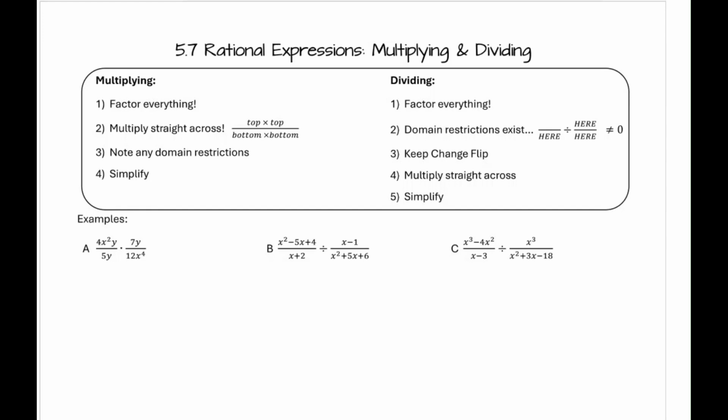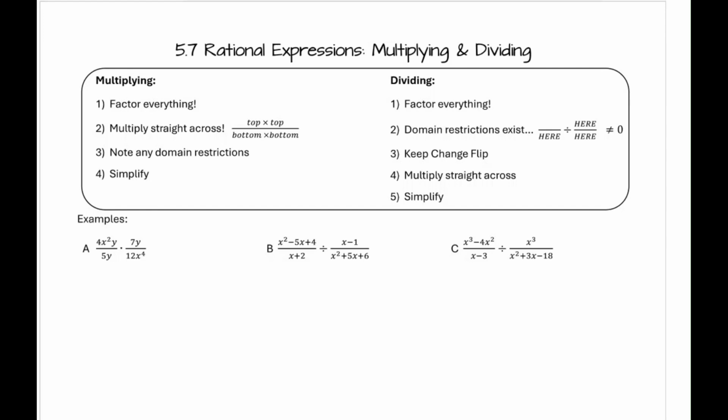It would help if you factor top and bottom first, and then when you're multiplying, you're just multiplying everything. You're just setting your factors next to each other. So that's how you multiply. In order to divide, we're going to factor everything, right? And then make sure you note any domain restrictions.